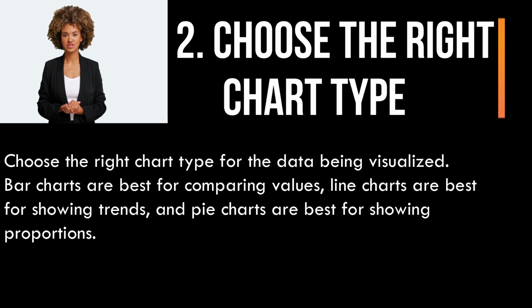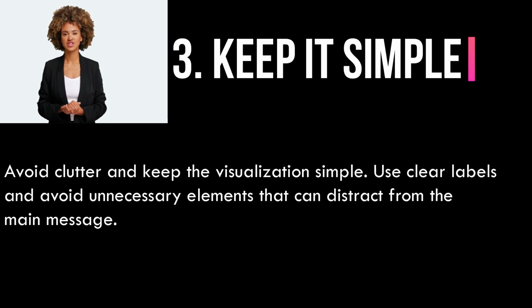Bar charts are best for comparing values, line charts are best for showing trends, and pie charts are best for showing proportions. 3. Keep it simple. Avoid clutter and keep the visualization simple. Use clear labels and avoid unnecessary elements that can distract from the main message.